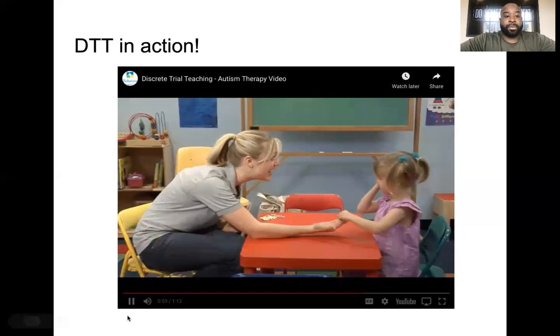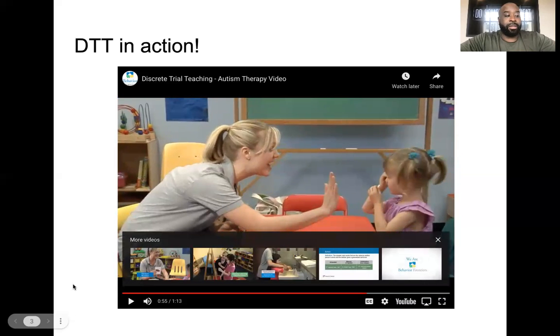Good looking. Hi. So you can immediately see the antecedent, and that was the teacher getting the student's attention. She used simple words. She said, "Look at me," and the student gave that response.